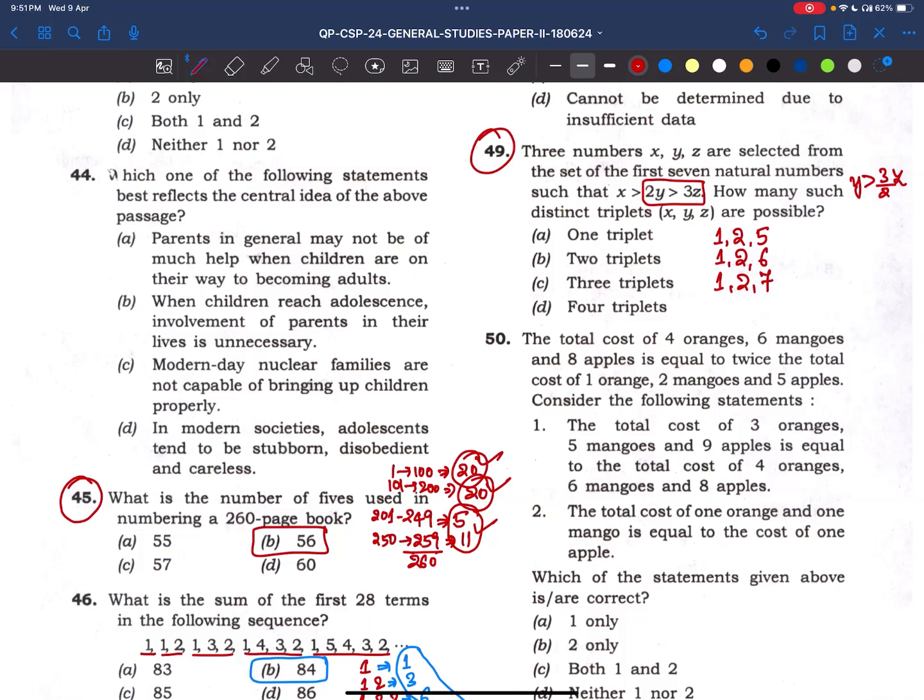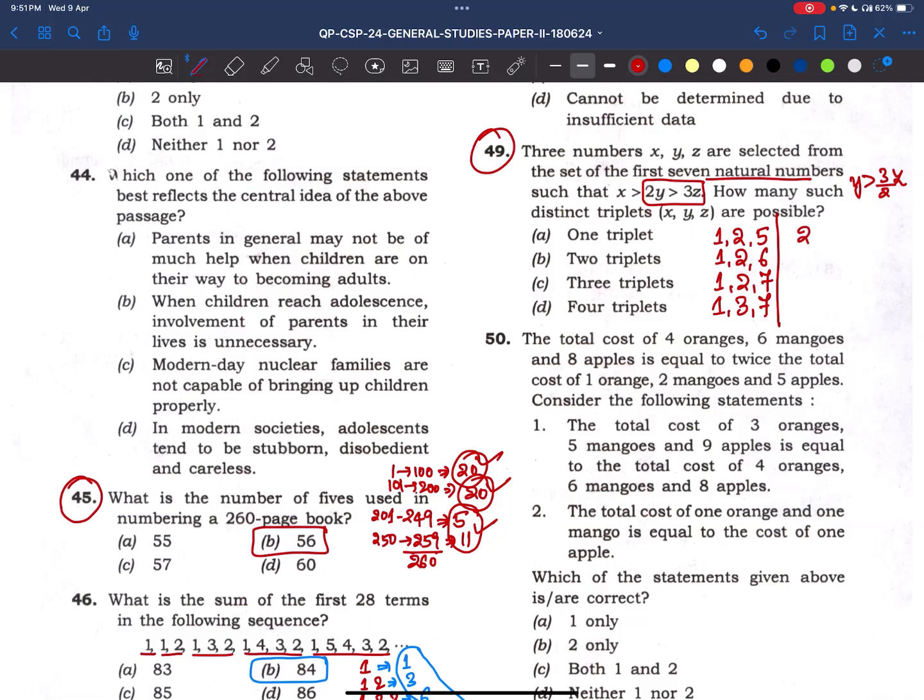Now, let's keep on like this. 1, 3, 7 is also possible. Right? Now, if I take here 4, X should be greater than 8. But it's telling from first 7 natural numbers now. So we got 4 values by taking Z is equal to 1.